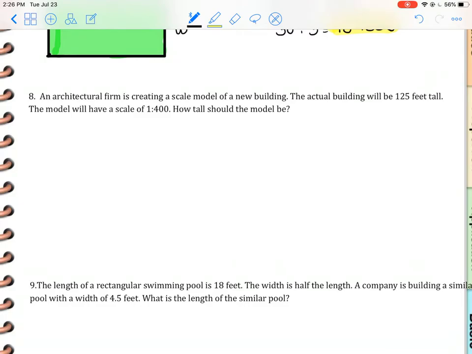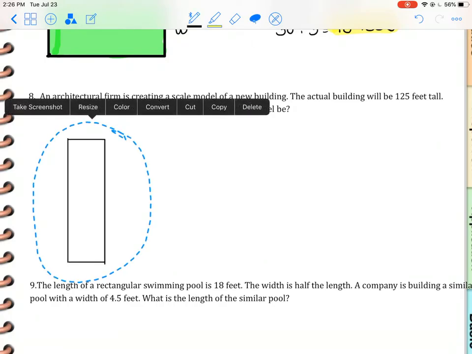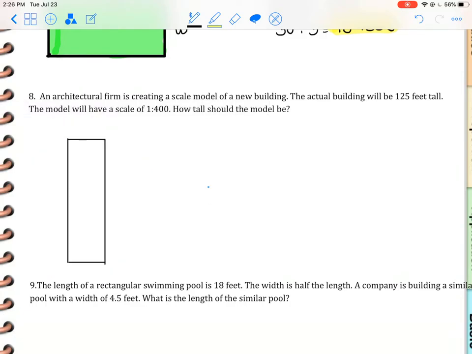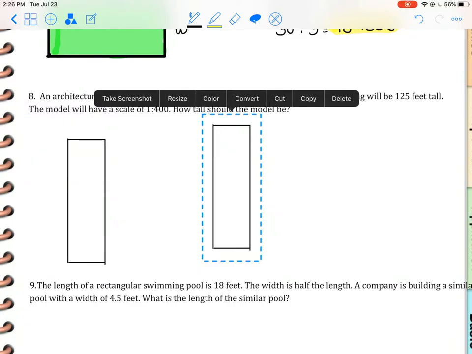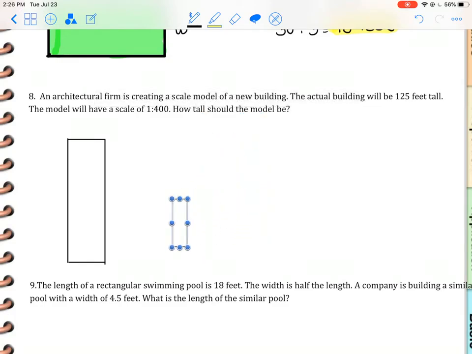All right, so let's draw a picture. And this time I'm scaling down because they're giving me the dimensions of the real building and they want me to scale it down to a model that will be built in the architect's office. So we're going to bring this down to the baby. This time we're starting with mama and we're moving down to baby. So the first thing I need to do is highlight my question. How tall should the model, that's the baby, how tall should the baby be?